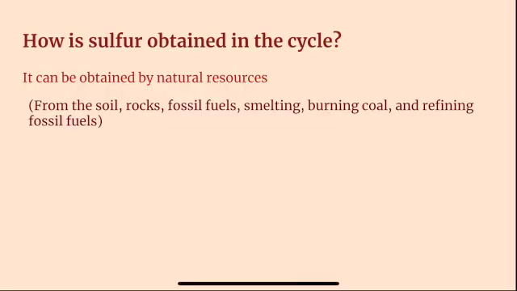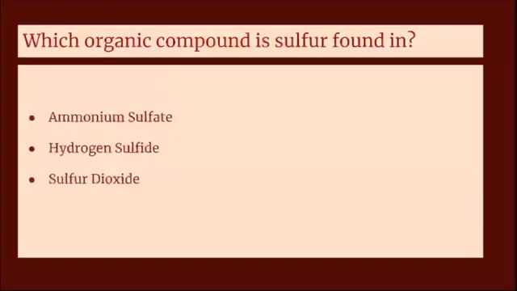How is sulfur obtained in the cycle? It can be obtained by natural resources. These examples of how sulfur is obtained are from the soil, rocks, fossil fuels, smelting of metals, burning coal, and refining fossil fuels.